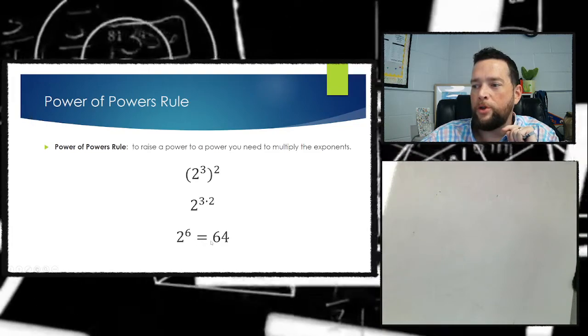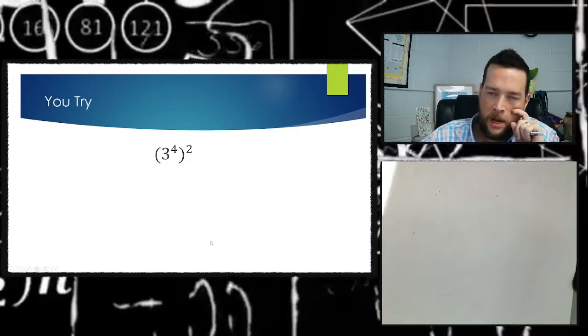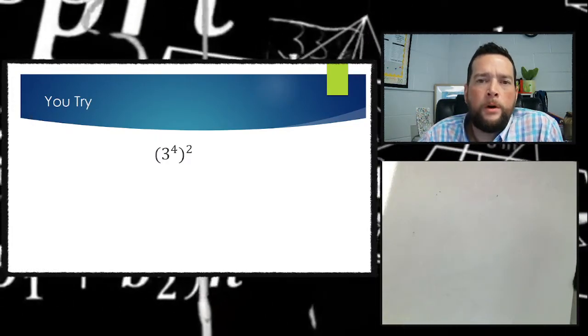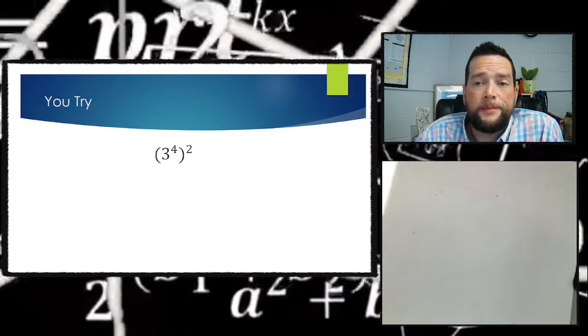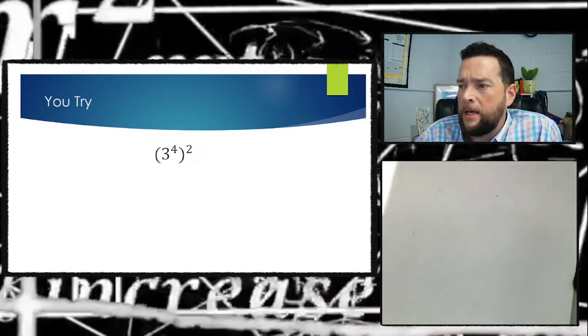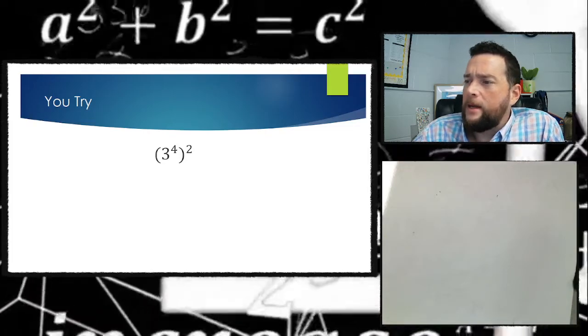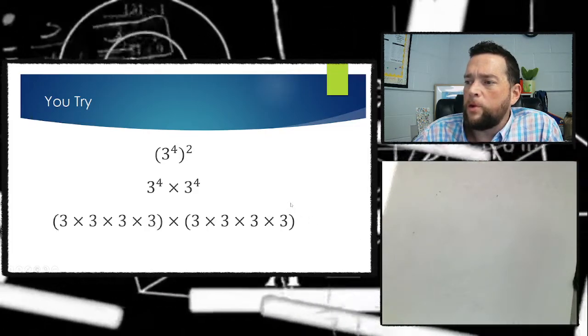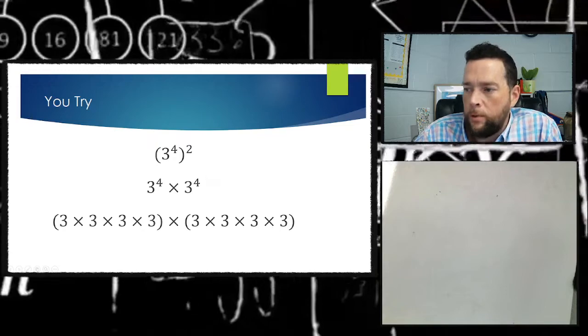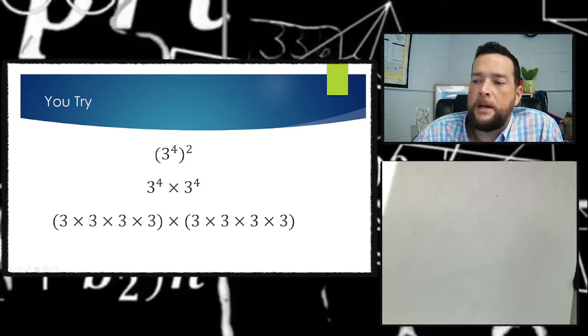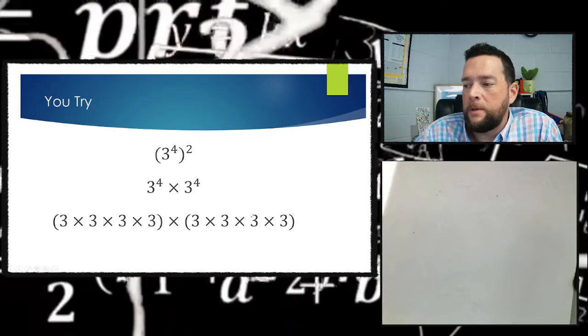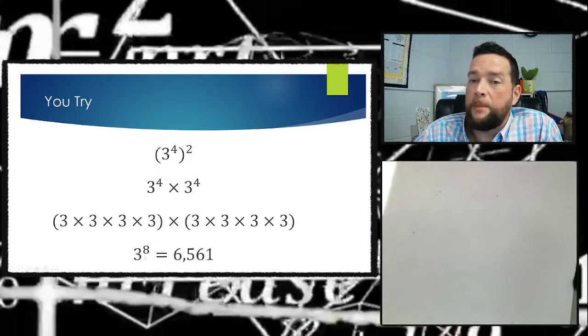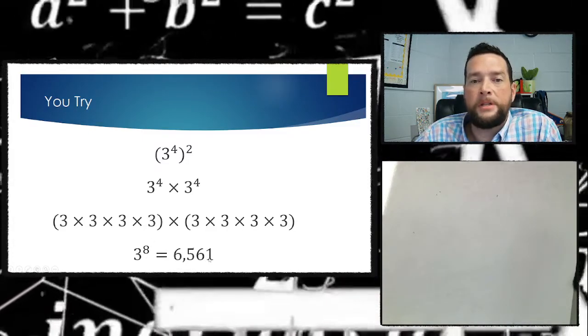All right, why don't you try this one right here? 3 to the power of 4 to the power of 2. Pause the video, see what you get. All right, 3 to the power of 4 to the power of 2 is really 3 to the power of 4 times 3 to the power of 4, which is 3 times 3 times 3 times 3 times 3 times 3 times 3 times 3, which is 3 to the power of 8, and that's 6,561.